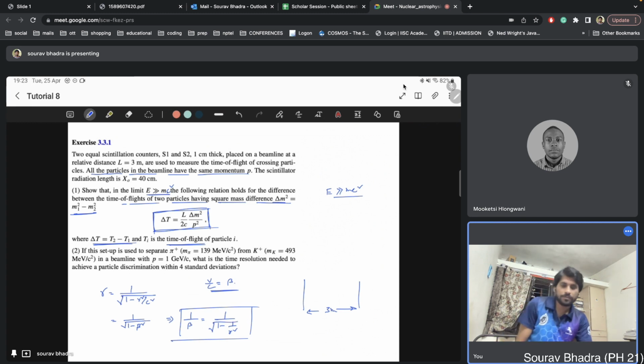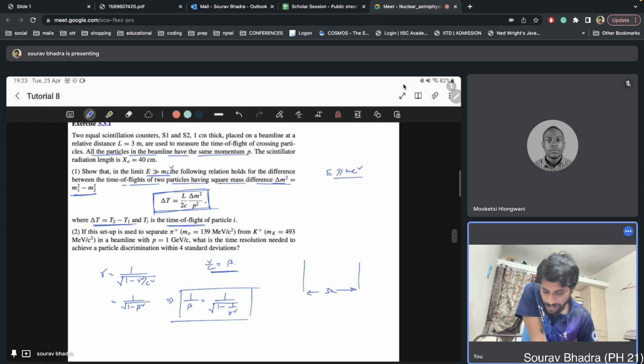This much we need only from the relativistic theory. So this is the Lorentz factor gamma, and beta can be written like this. Now one condition is given: E is much greater than mc square. That means the energy is very high, which implies gamma is much greater than 1. This is the relativistic condition. And if gamma is much greater than 1, that means 1 by gamma is much less than 1.